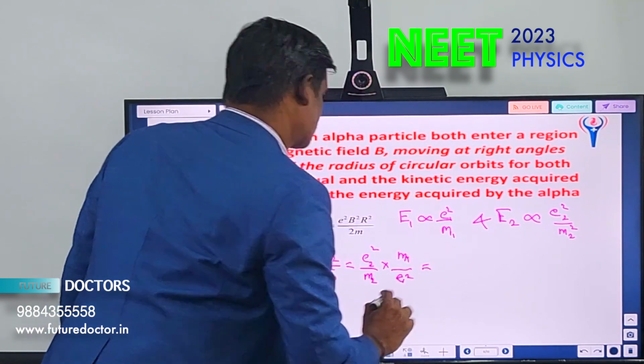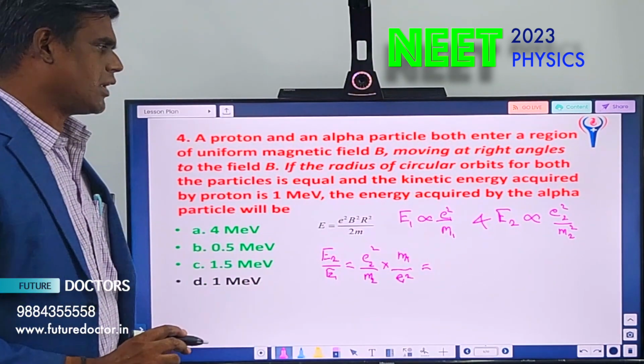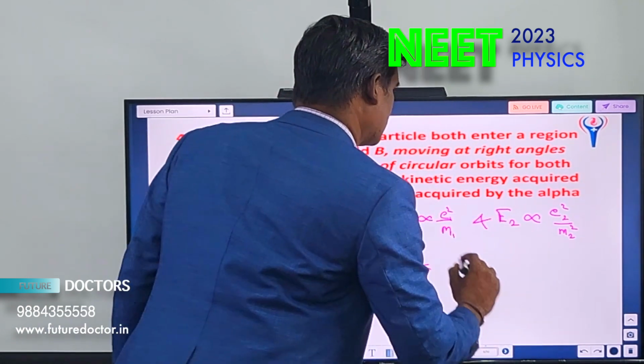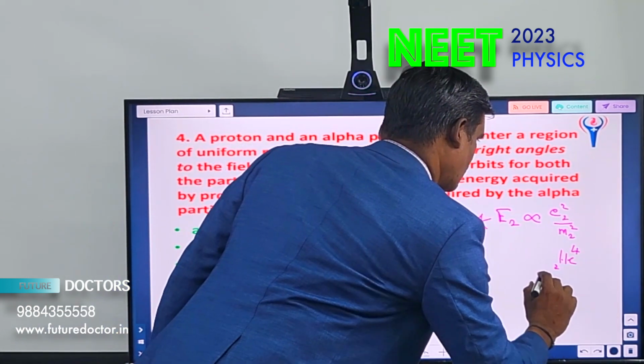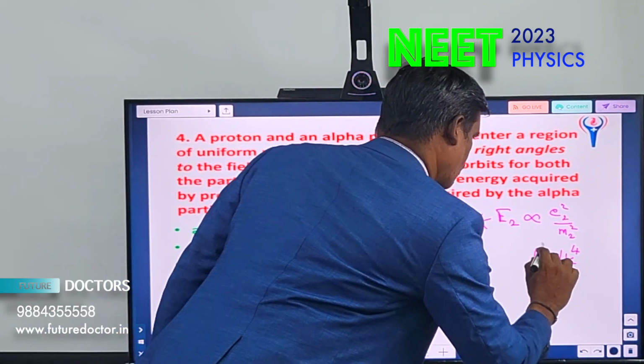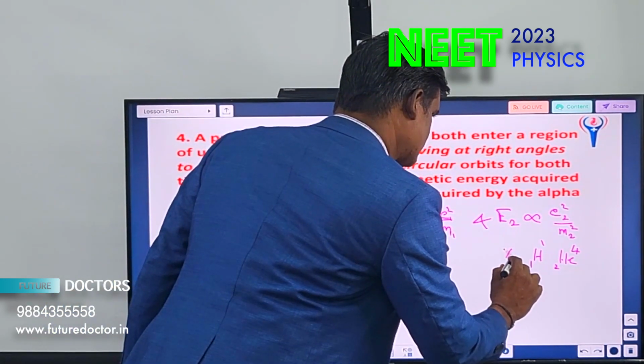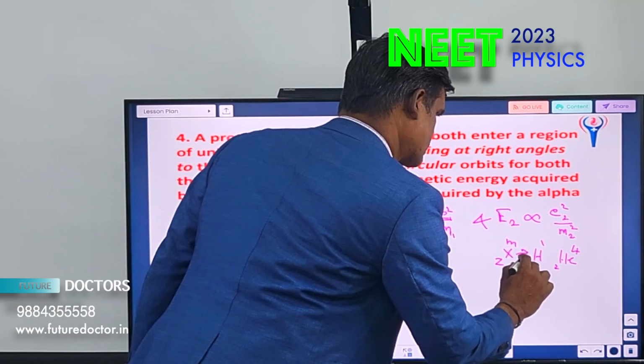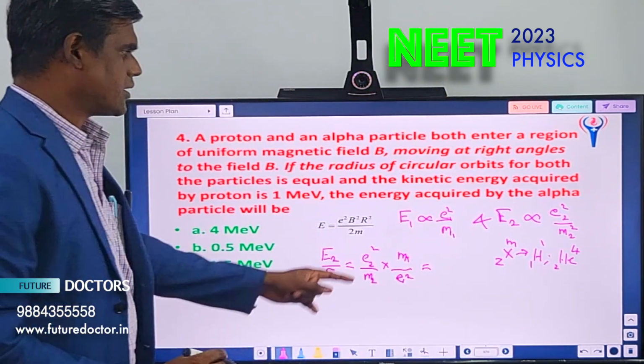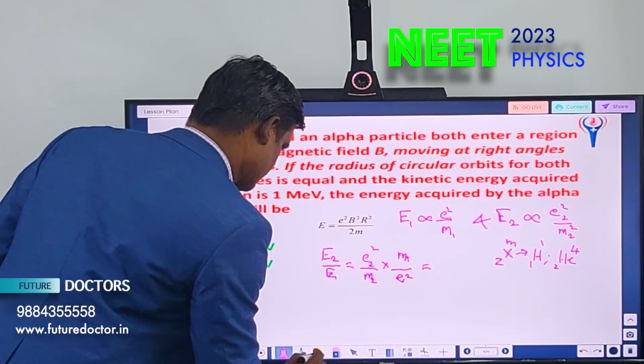Then that is equal to, E2 is the charge of the alpha particle. Alpha particle is He(2,4). Proton is H(1,1). This is Z and that is mass. Okay, the actual formula is E is proportional to Z²/M. This is the formula. This is for hydrogen, this is for helium. Then substitute this here. We will write down.